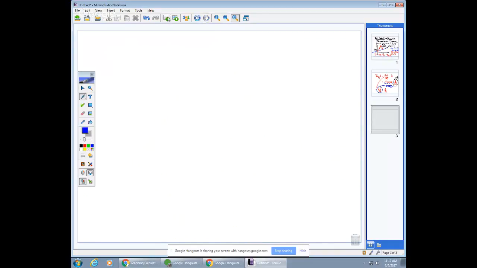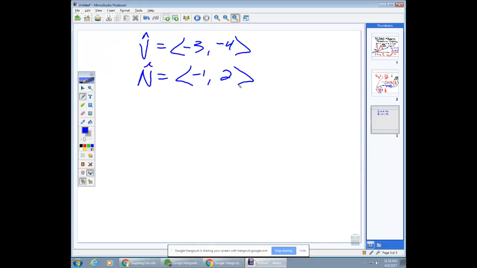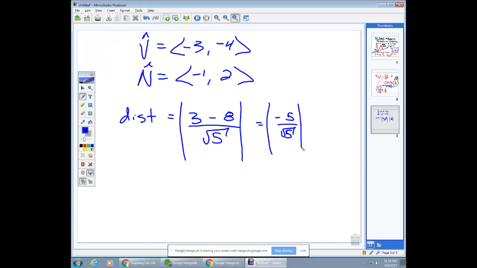So we have vector v is (-3, -4). We have vector n is (-1, 2). So we need to dot those and take the magnitude. So our distance is going to be the dot product, so that's going to be 3 minus 8, divided by square root of 5. And what does that give me? -5 over the square root of 5. Now again, we're just considering the length of this, so we can take the absolute value of that. That cleans up nicely to be just square root of 5.